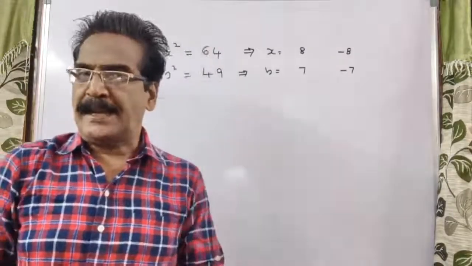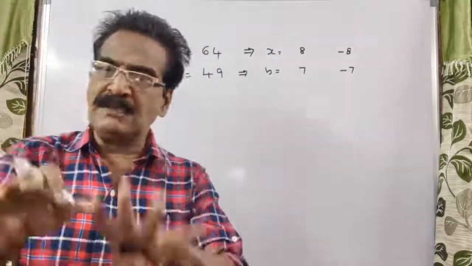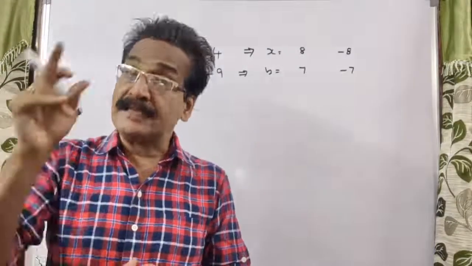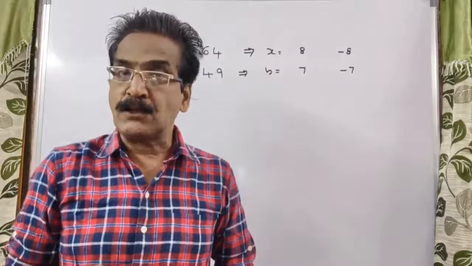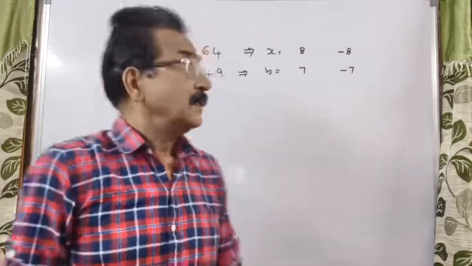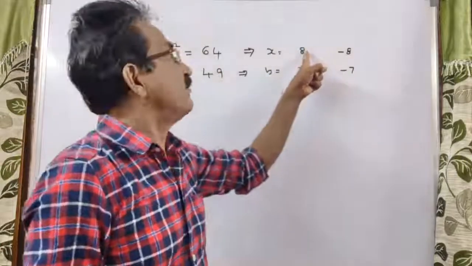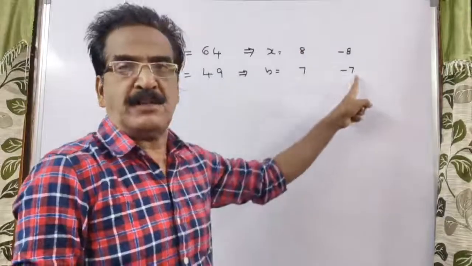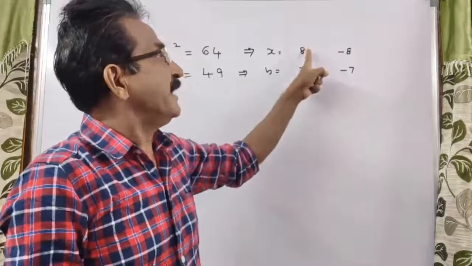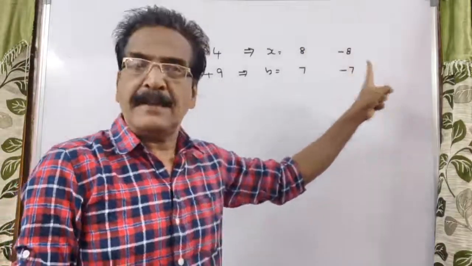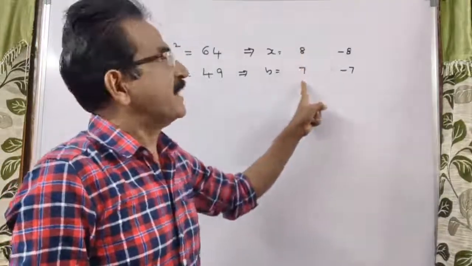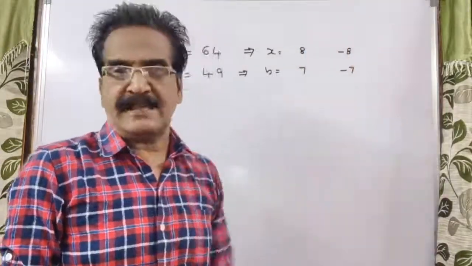Now we have to compare both the values of x with both the values of y, and then we have to come to a conclusion whether x greater than y or less than y or something. See, first let us compare this x value, 8, with these two y values. 8 is greater than 7. 8 is of course greater than minus 7 too.